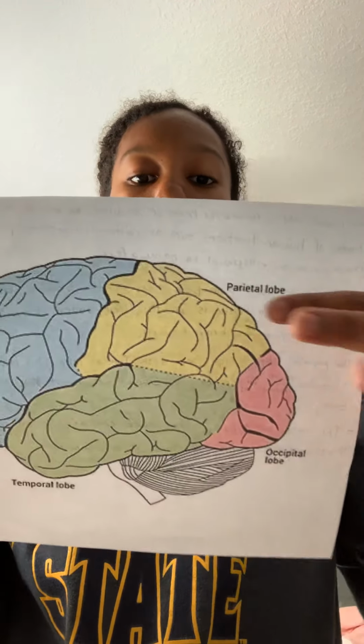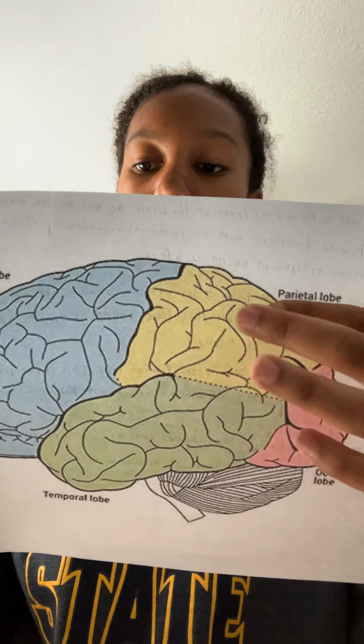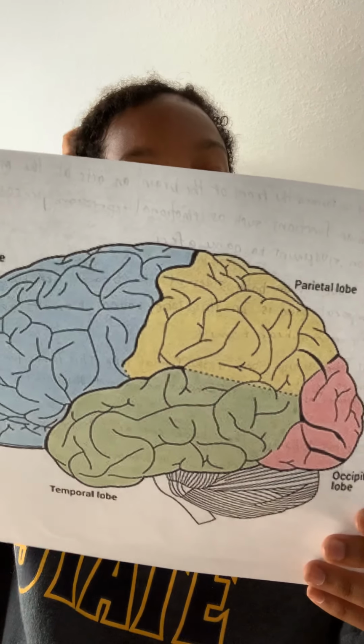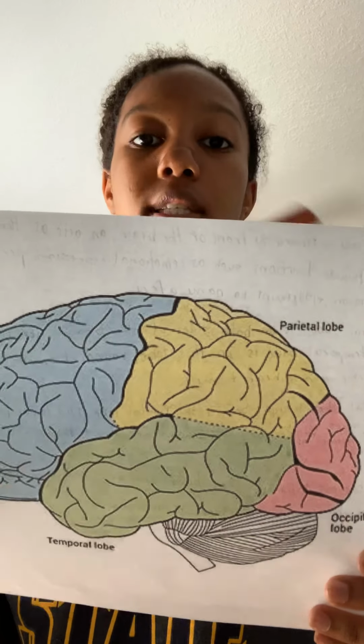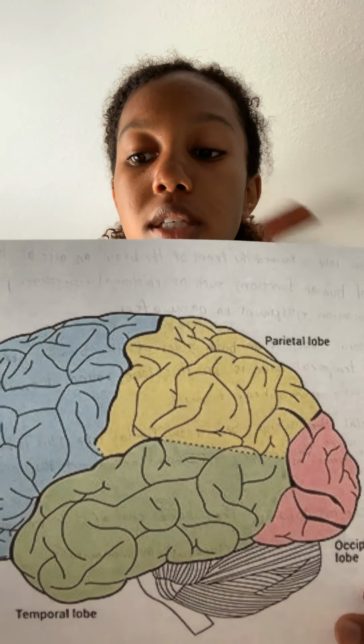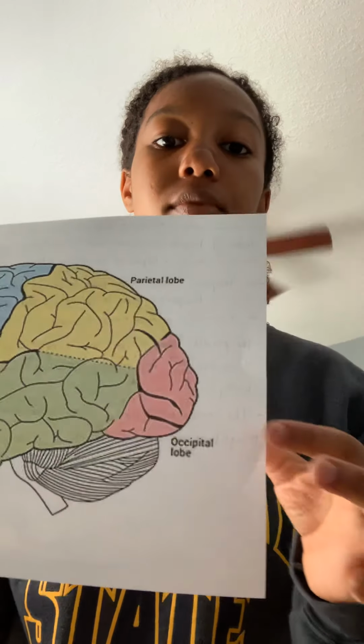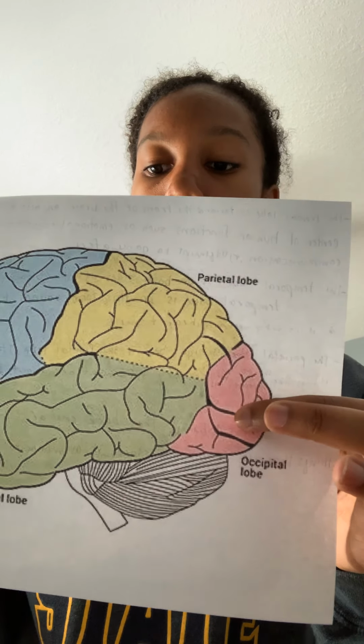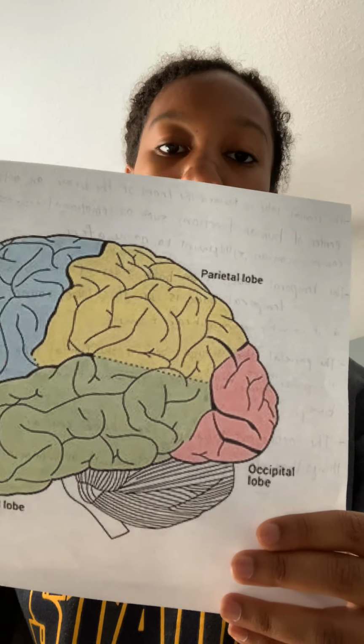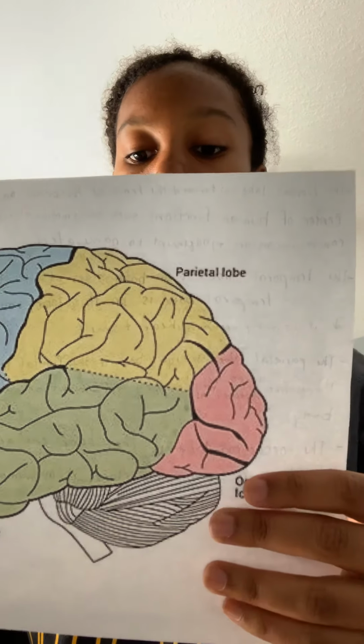The parietal lobe is right behind the frontal lobe. This lobe functions to process things like shape and texture as well as sensory information about the location and size of the body. The occipital lobe is the back end of the brain. This lobe analyzes things that we see and also stores it as memories.